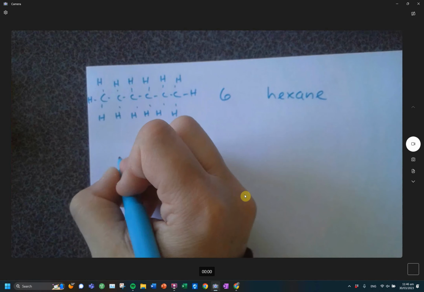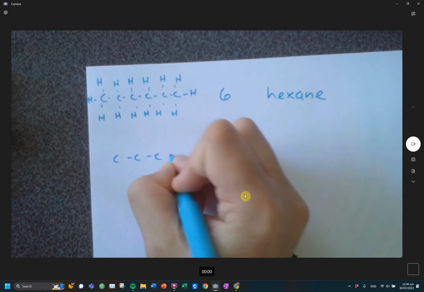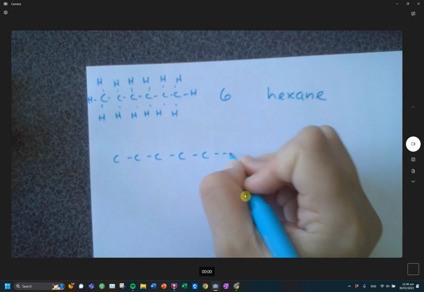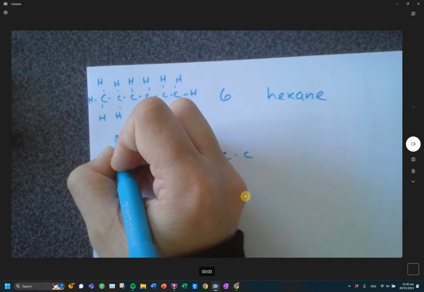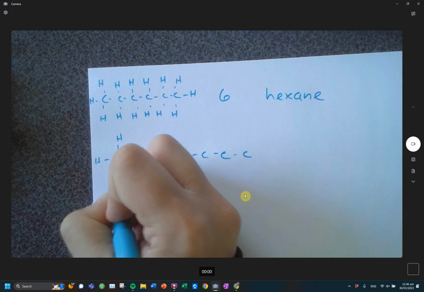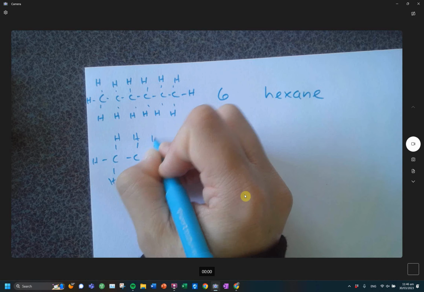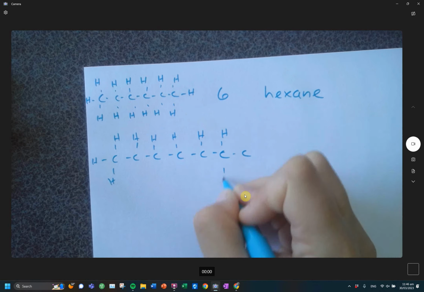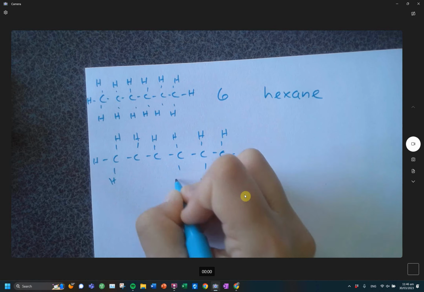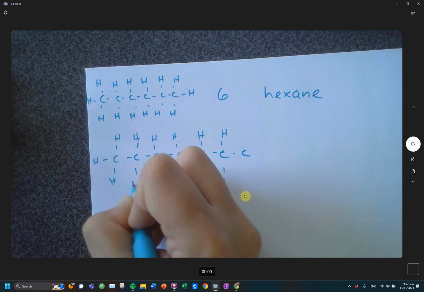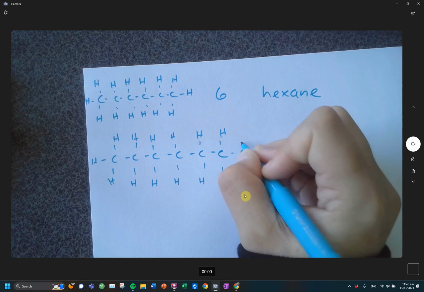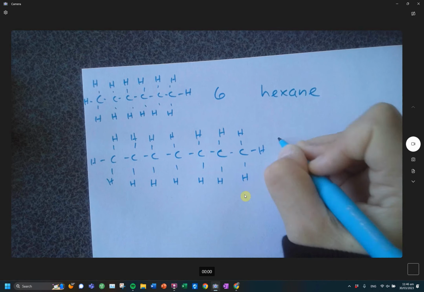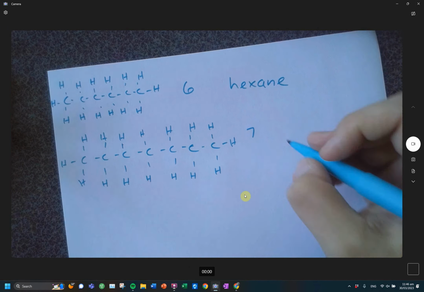If I have 7, 7 isn't as obvious. Octo. You're getting there for 8. Octane. Octane for 8. All right. If I have 7, I call that heptane.